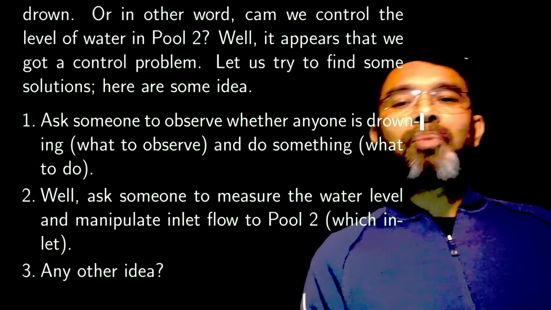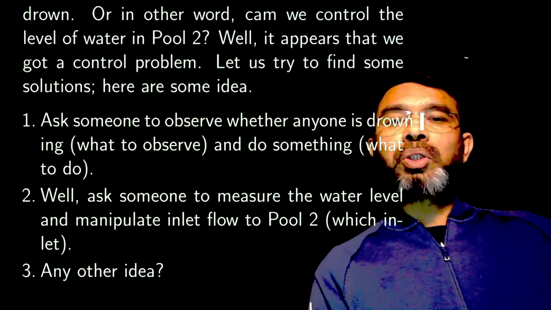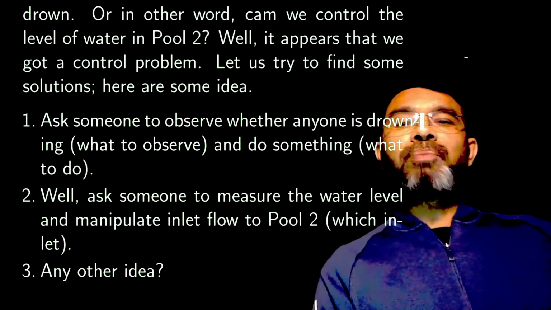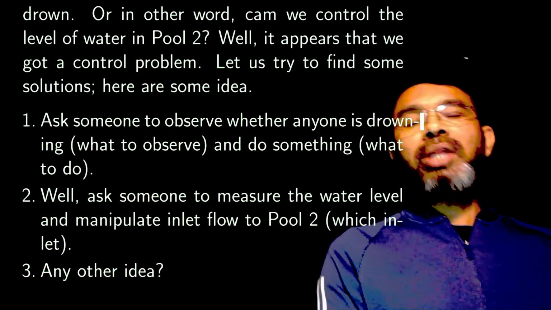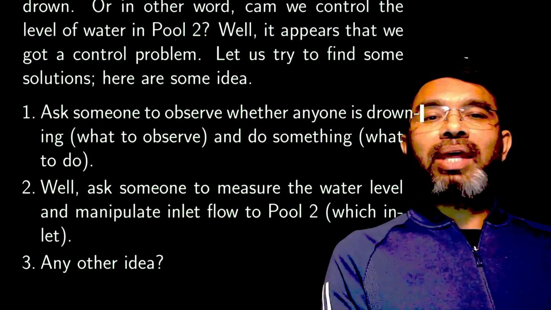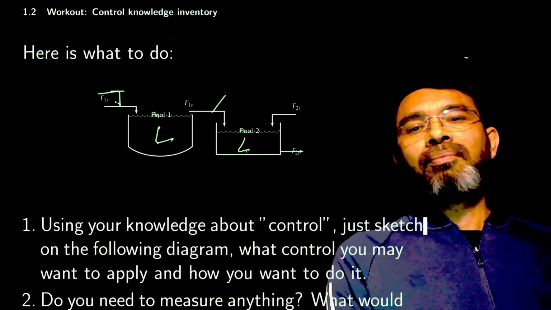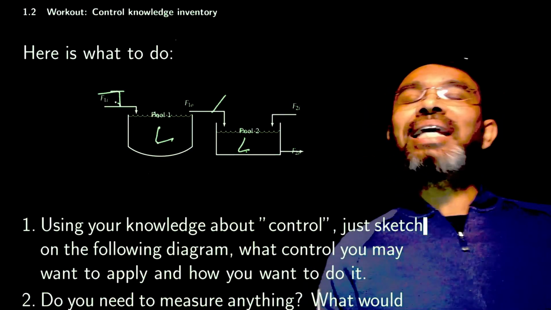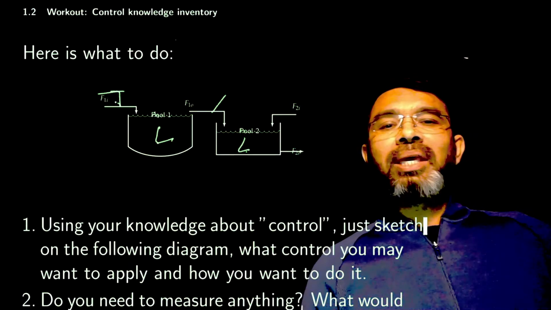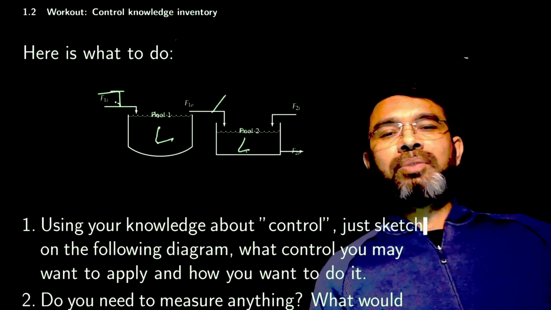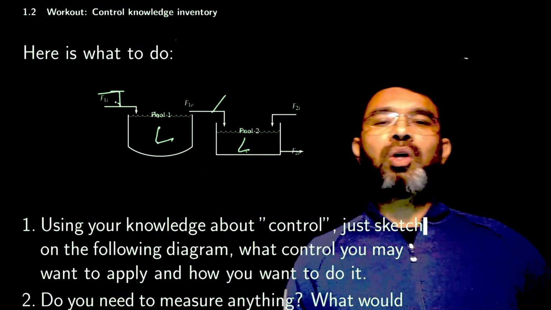So if you look at it from a quantitative perspective, you need to ask someone to measure the level of water in pool 2 and manipulate the flow in a way that can really control the level of liquid in pool 2. You can think of any other idea that comes to your mind. Now, from our basic knowledge about control, you can formulate a control problem and find some solution here.